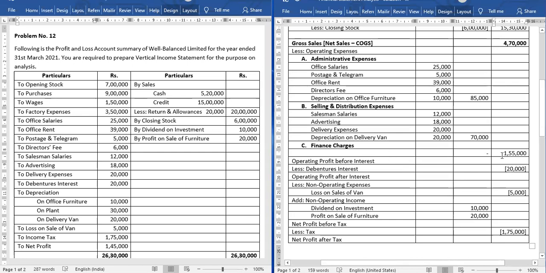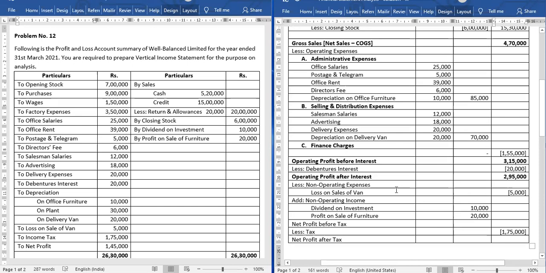4,70,000 minus 1,55,000 is equal to operating profit before interest. 4,70,000 minus 1,55,000 is 3,15,000. Less debentures interest: 3,15,000 minus 20,000 is 2,95,000.